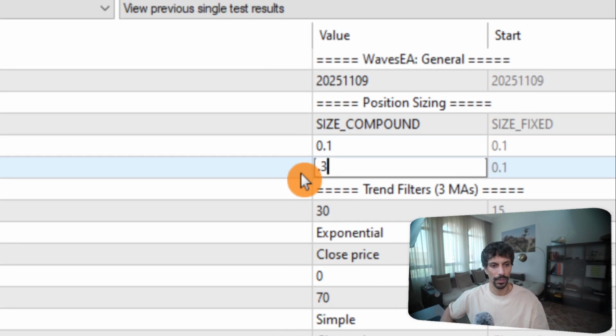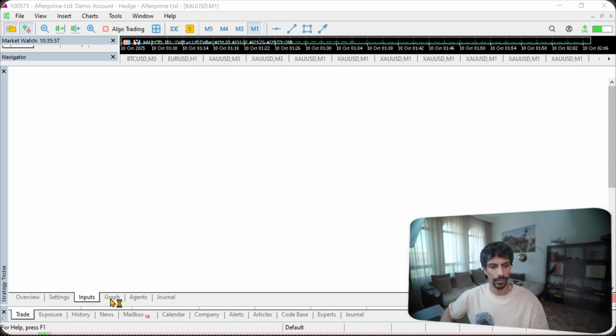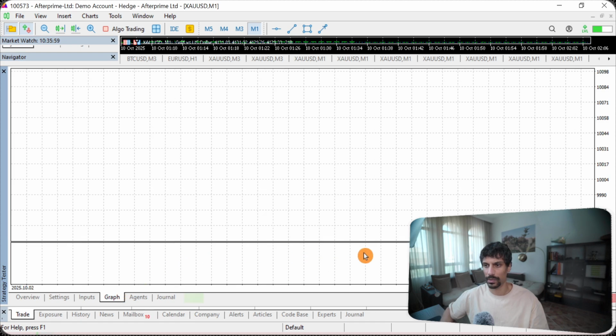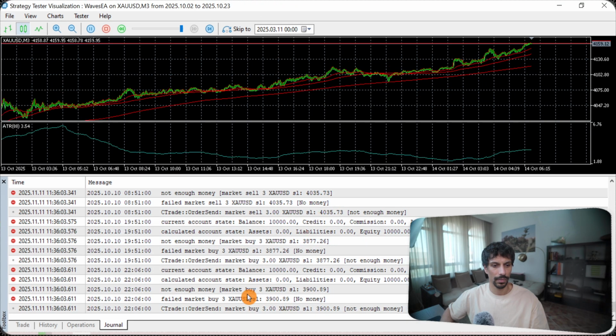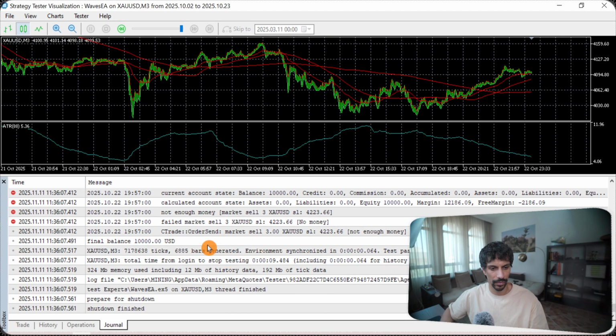I'm going to go with 3, and let's run the same test. Let's see, does it survive this time or not? Nope, still not enough money. So failed market by 3. It's choosing lot size 3, which is just way too much.